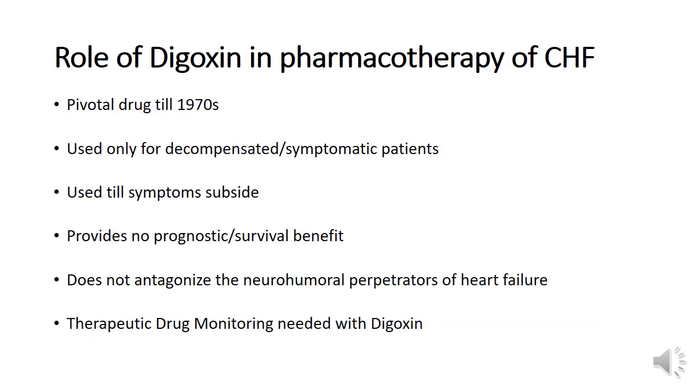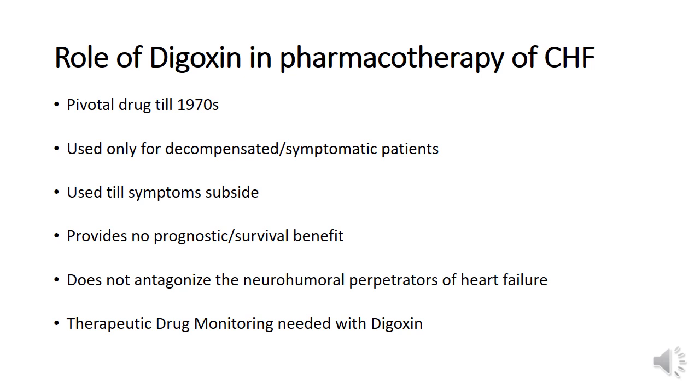Now, what is the role of digoxin in the treatment of heart failure? Digoxin was a very important drug which was invariably used for all patients of heart failure till the 1970s. But now we have other drugs like ACE inhibitors, ARBs, beta blockers, aldosterone antagonists, which are preferred ahead of digoxin because these groups of drugs provide not only symptomatic but also survival benefits.